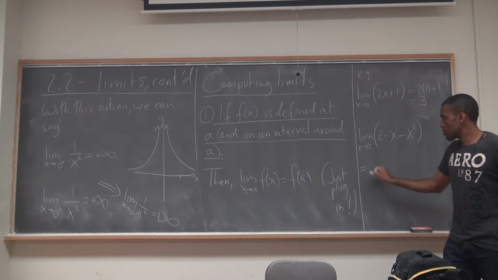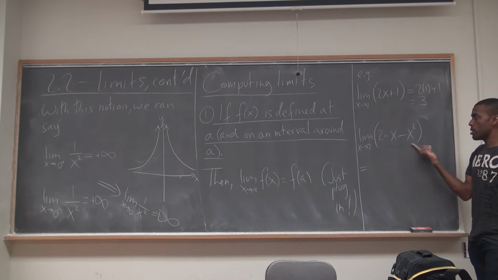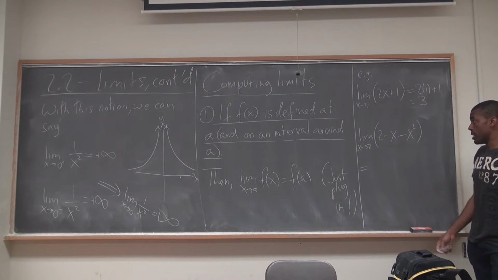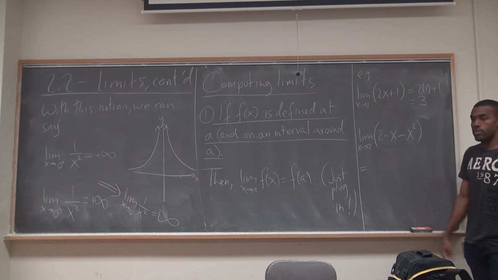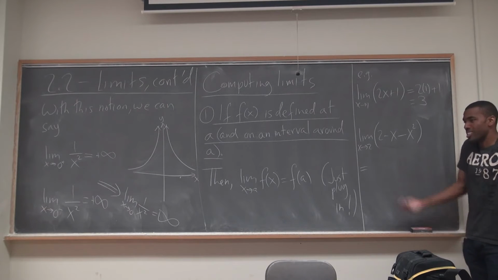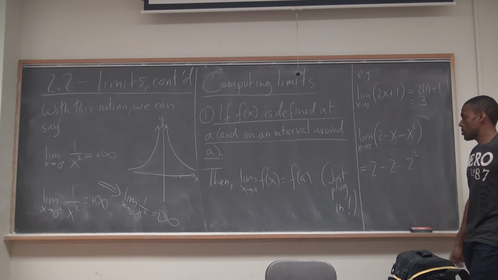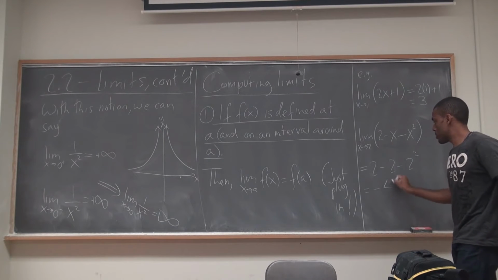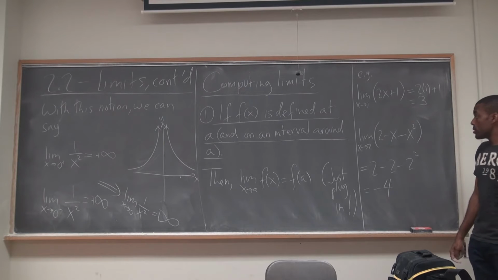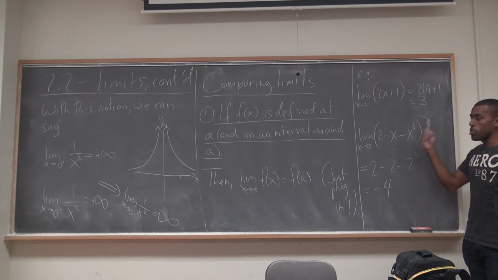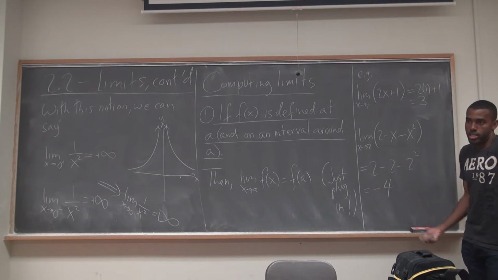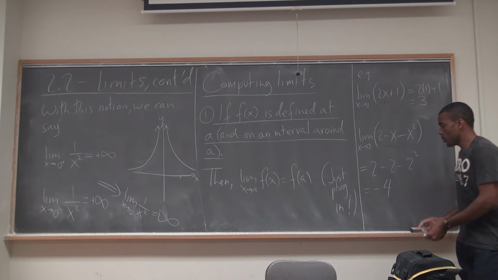Similarly here, this is another polynomial, right? So it's defined everywhere. In particular, it's defined at 2. So if I want to find what y value we're getting closer to when x gets close to 2, I can just plug in 2. So now I know it's minus 4. I don't have to go through the trouble of drawing the graph because it's defined there. I just plug in the number.